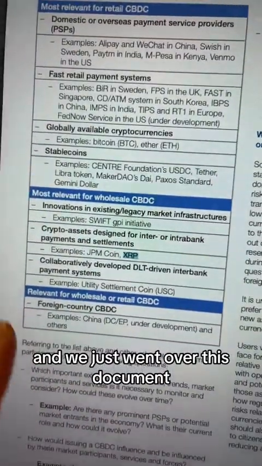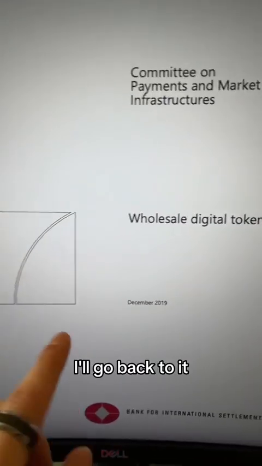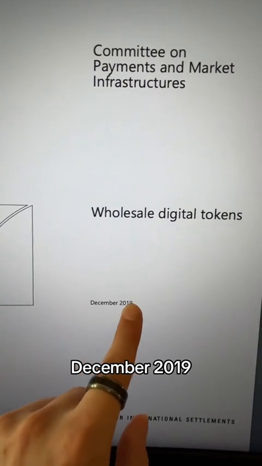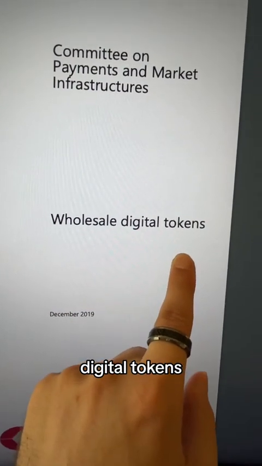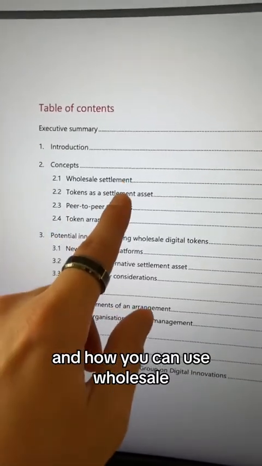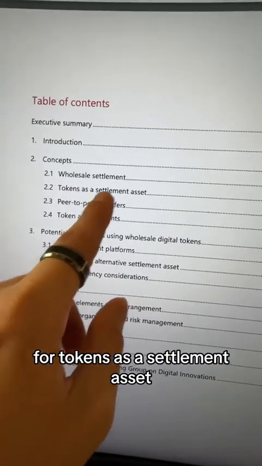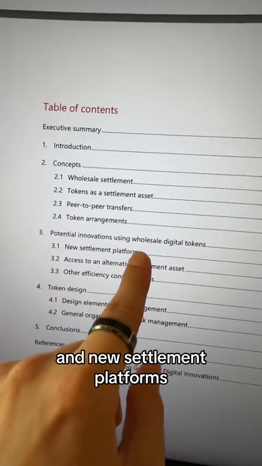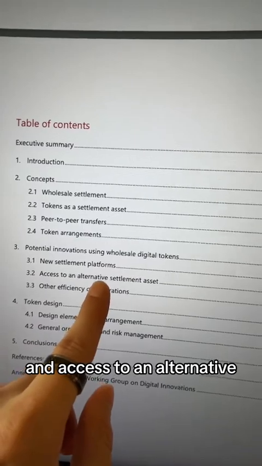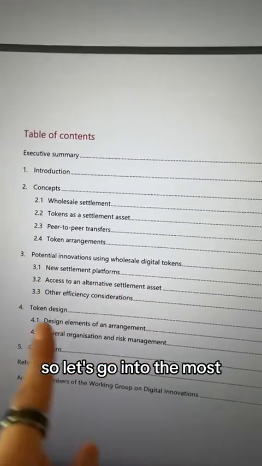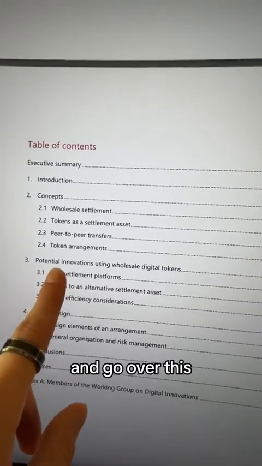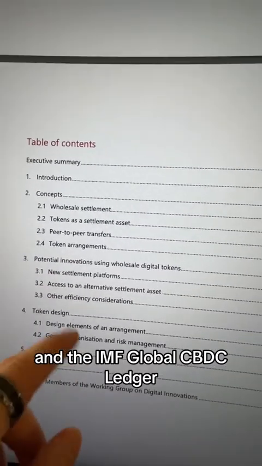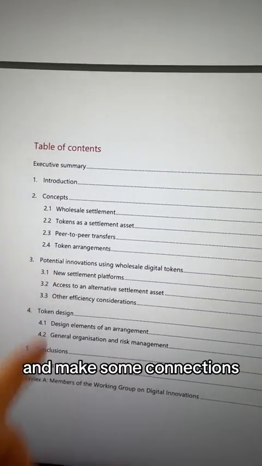And we just went over this document. I'll go back to it. From the BIS, December 2019, so a month beforehand, talking about wholesale digital tokens and how you can use wholesale settlement for tokens as a settlement asset and new settlement platforms and access to an alternative settlement asset. So let's go into the most breaking news out of the BIS and go over this unified ledger and the IMF's global CBDC ledger and make some connections.